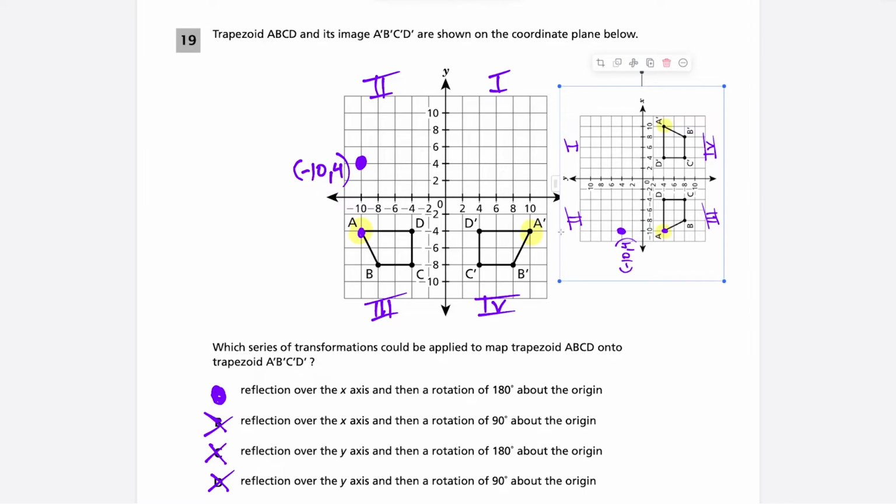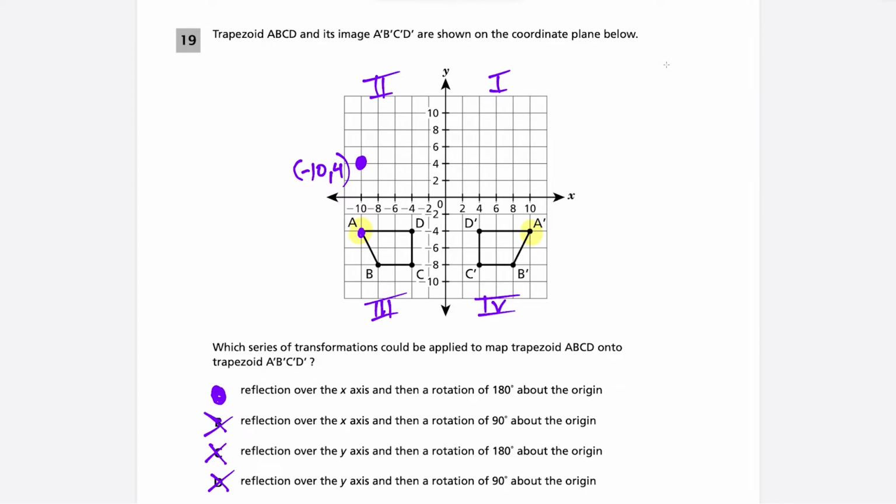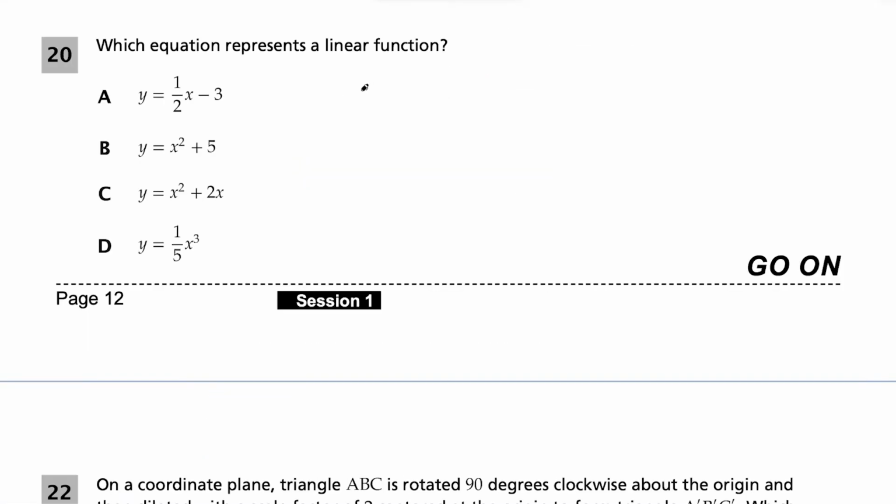Okay, but just showing you this nice little trick, because if you forget formulas or you want a more visual way of seeing this, that rotating or turning the page works very nicely. Question 20, which equation represents a linear function?